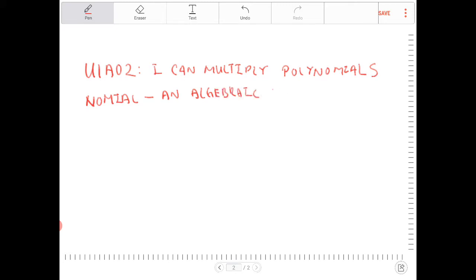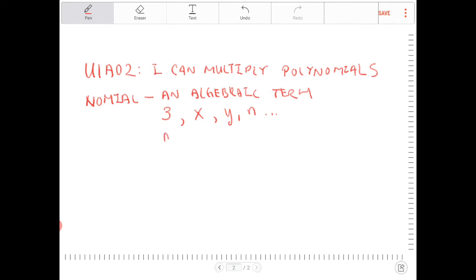And this algebraic term could be anything. It could be a number. It could be a variable. And it doesn't have to be restricted to just x. It could be y, it could be n, and so forth. Now, if we are expressing a nomial, these variables must be of integer, must be of whole number powers.